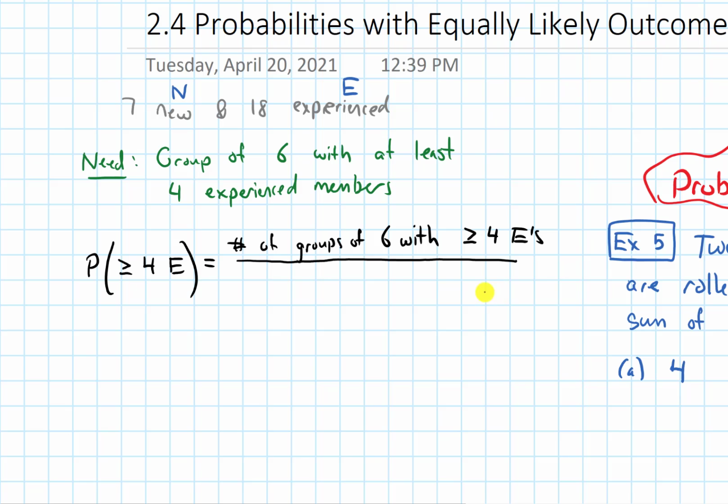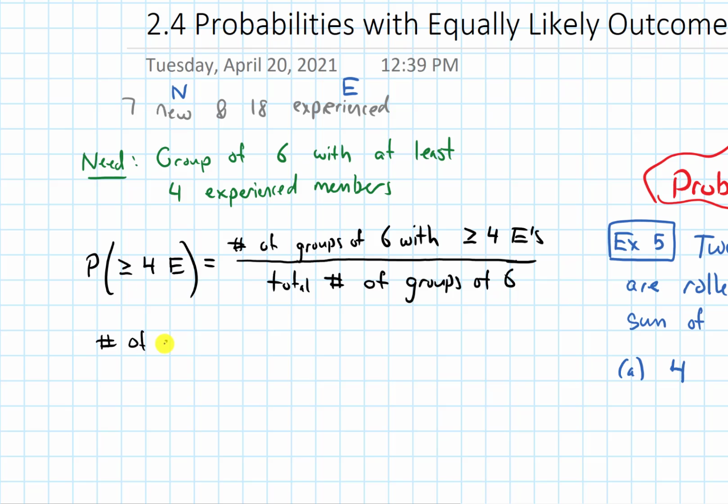Okay, and on the bottom, I divide by the total number of outcomes. And in this case, all the outcomes I'm looking at are the different ways I could choose a group of 6 dancers. So I'm going to divide by the total number of groups of 6. Those are my outcomes, the different groups I could choose. All right, let's figure out the denominator first, because it's easier.